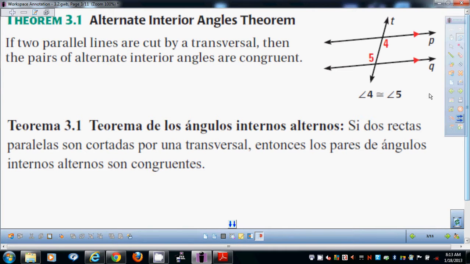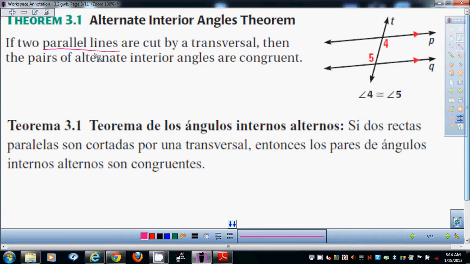So, again, please notice, every single one of these starts with this: if the two lines are parallel. If they are not parallel, you cannot assume this. They may look parallel. They may look perfectly parallel. But unless they provide you with concrete evidence that these lines are parallel, you can't assume this. But if they do, yes.